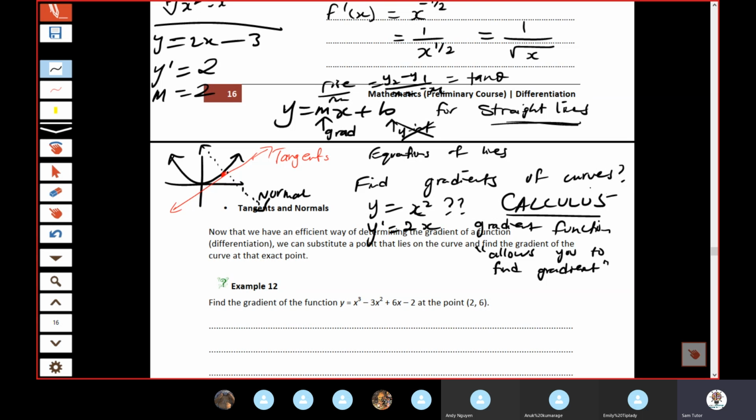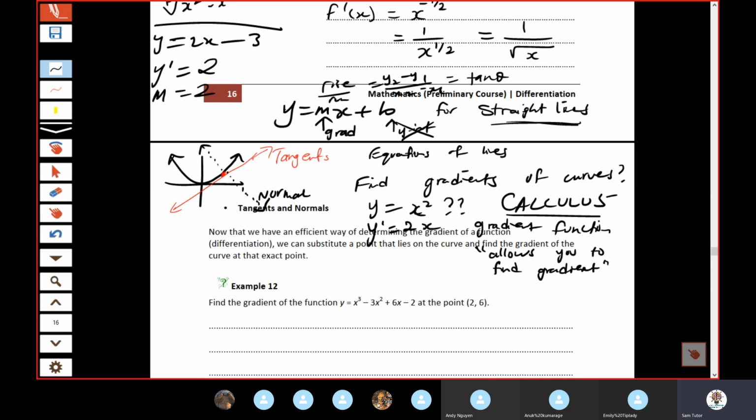Now, when we've got curves, like something like this, x squared, when I differentiate it, it gives me 2x. Now, that isn't the gradient because it's still got an x, right? But it allows me to find the gradient. Now, when you do y dash equals 2x, that's everywhere. That's anywhere on this curve.